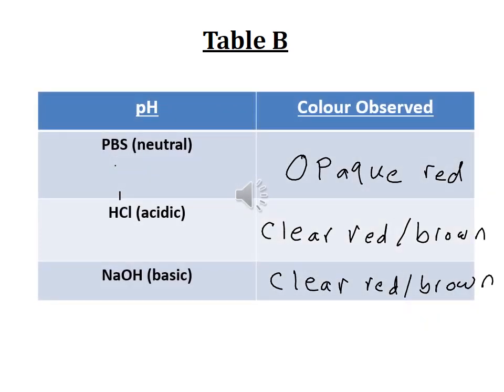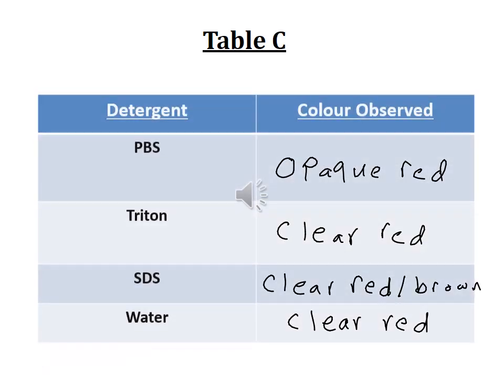Now, table B is the effect of pH on the cell membrane. In a neutral solution, pH 7.4, PBS, I got opaque red. In the highly acidic solution, HCl, I got clear red-brown. And in the basic, alkaline solution, I also got clear red-brown. So in the worksheet, I want you to look at table B, please. Fill in the rest of the table and answer B1. Again, I will post the answers later on.